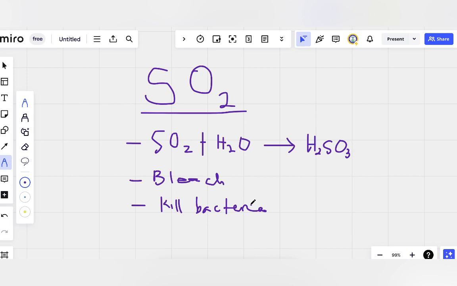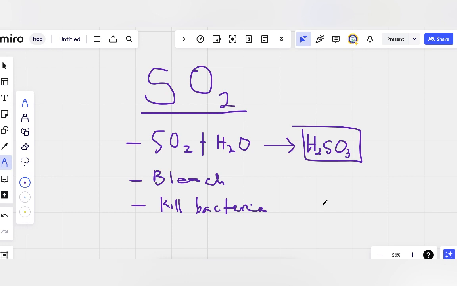So these are some of it, and it also causes acidic rain, because when the pure rain comes and reacts with sulfur dioxide, it causes acidic rain, which is very harmful to us and not good for us.